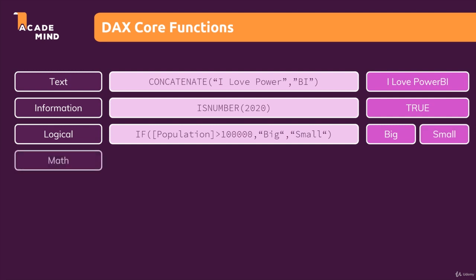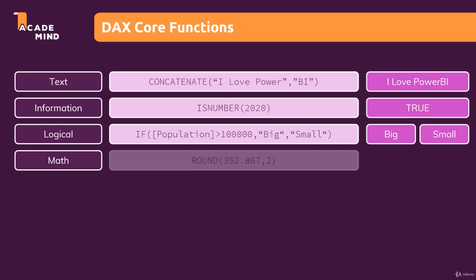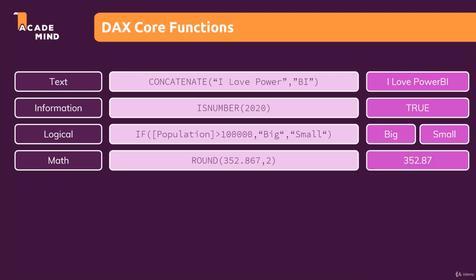The next function type are math or mathematical functions. An example here would be the round function. Round here simply tells us that I want to round 352.867 to 2 decimal places. Well, the result right here, therefore, would be 352.87. So here you need a decimal number as a data type, obviously, otherwise this wouldn't work.